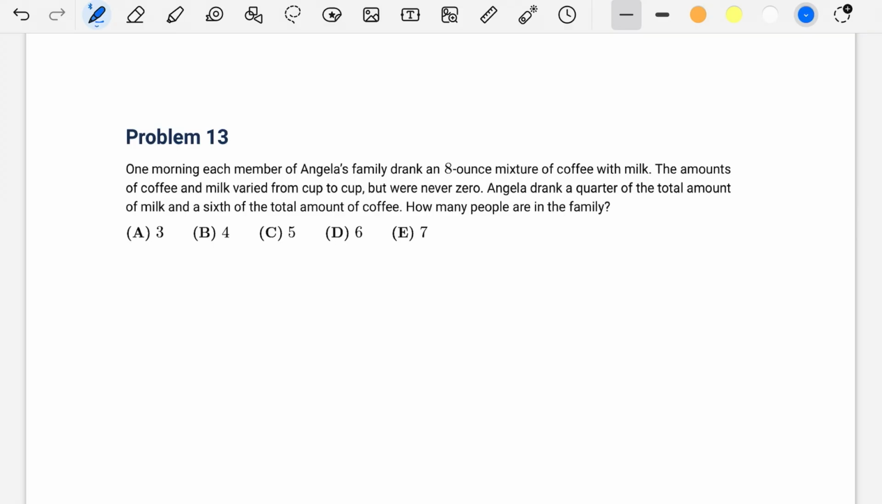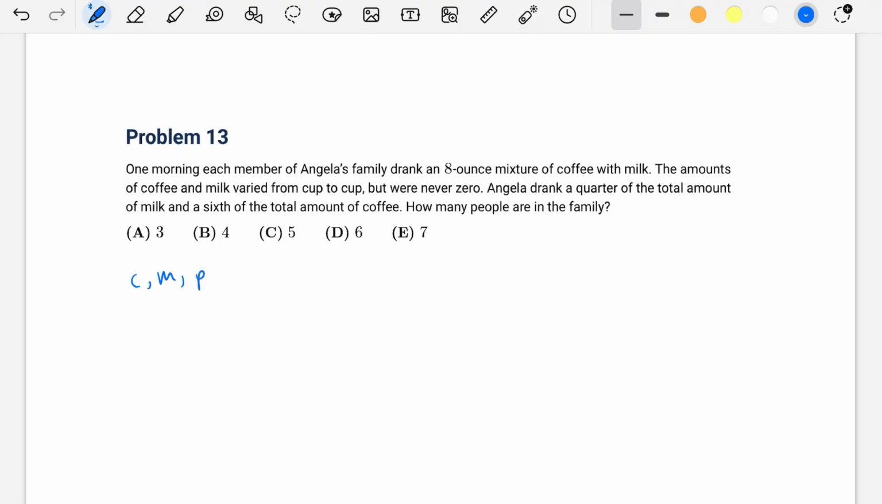Okay, again with this problem, I'll present two solutions just because there's so many cool ways to do this problem, and I think each way is very cool. So, for the first way, let's define the total amount of coffee within this family as C, the total amount of milk as M, and the number of people as P.